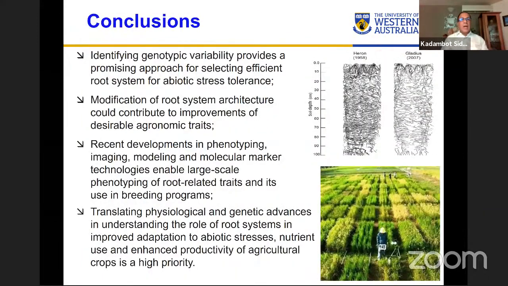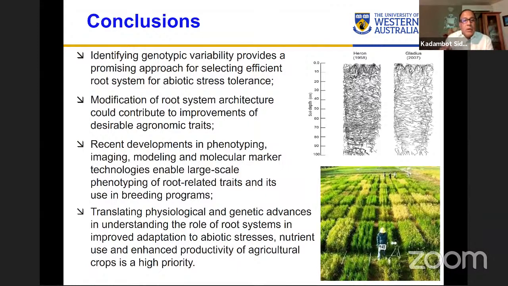So my conclusions, the last slide. Genotypic variability is the starting basis once you understand the basic physiology, and this provides a promising approach for selecting efficient root system for abiotic stress in this case, but also for biotic stress. Modification of root system architecture definitely could contribute to improvements in desirable agronomic traits. We have done indirectly, as I show here, Heron versus Gladius, but now we need to overcome that black box approach. So the recent developments, we were talking about all this in the past, but now it is happening.